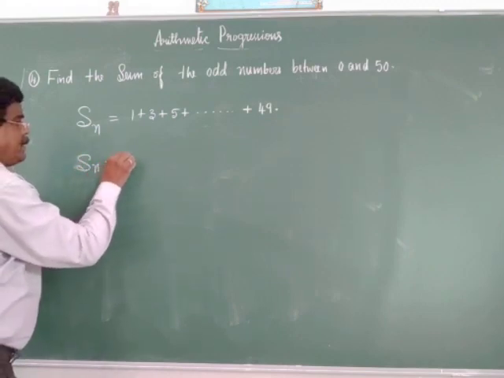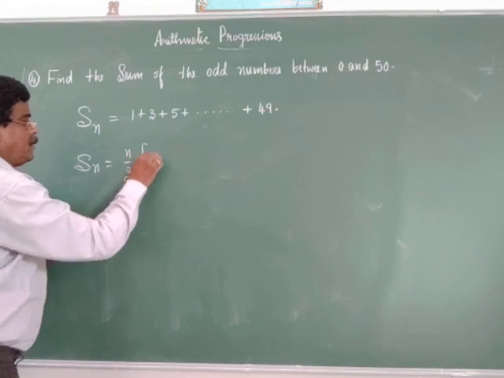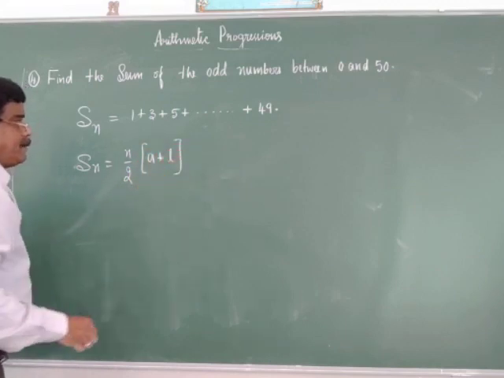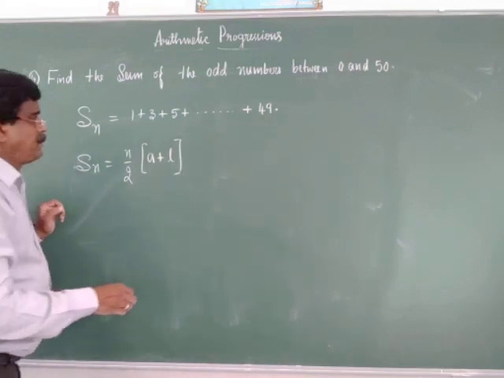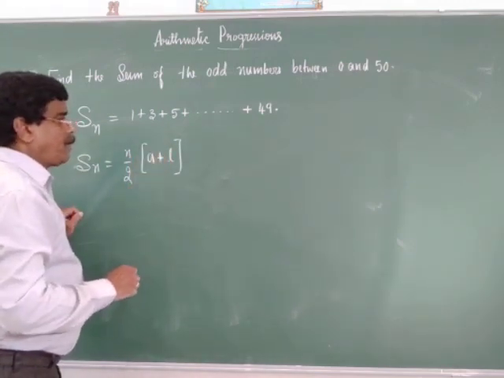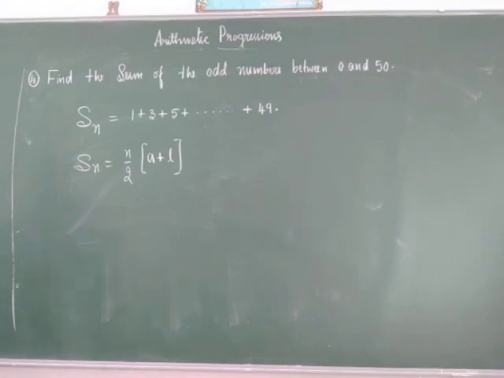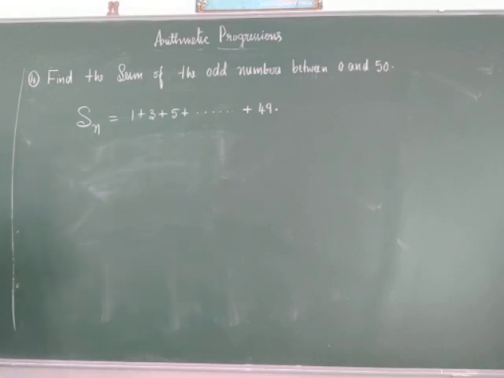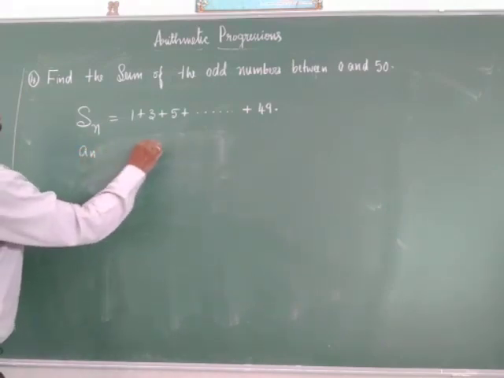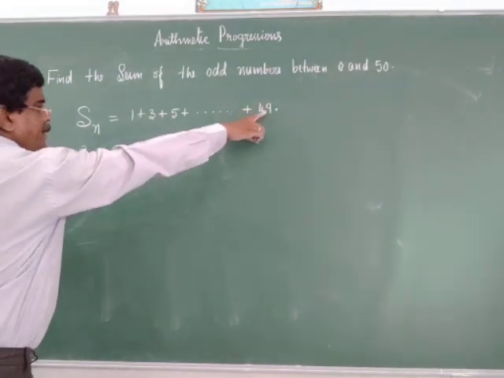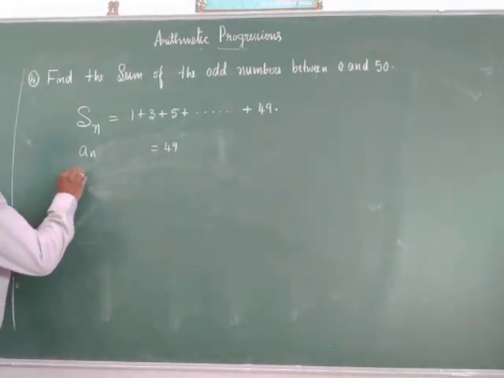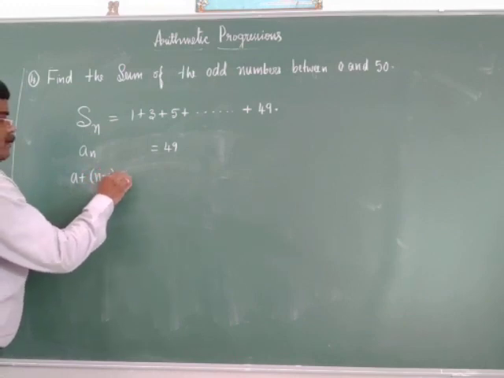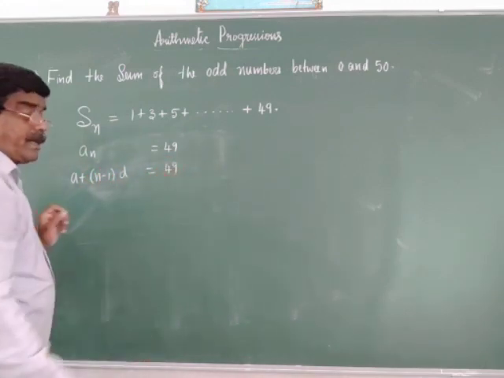So Sn is equal to n by 2 into a plus l. n by 2 means number of terms, which is not given here. So you have to find out the number of terms. You have to find the number of terms by using the formula for An. An is equal to 49. An means nth term. That is a plus n minus 1 into d is equal to 49.